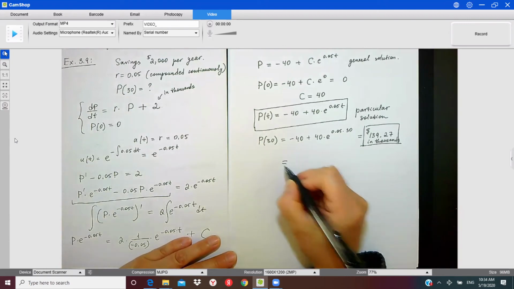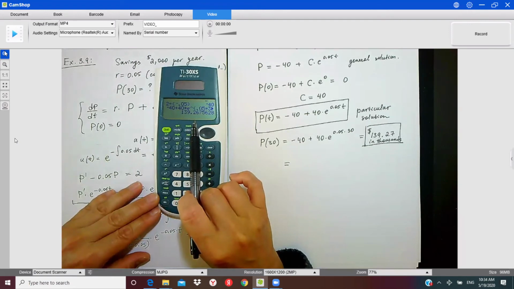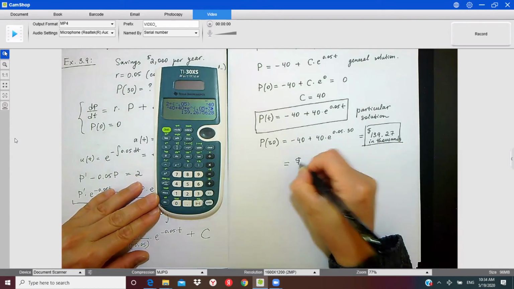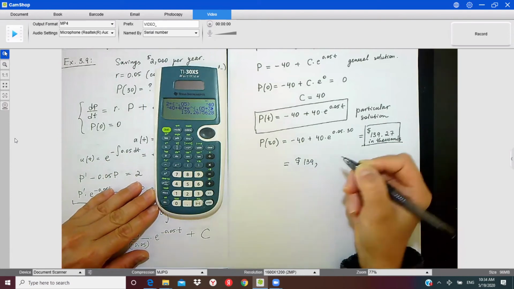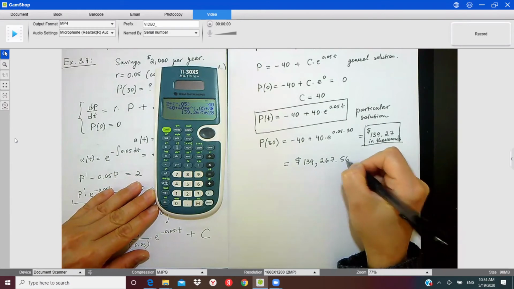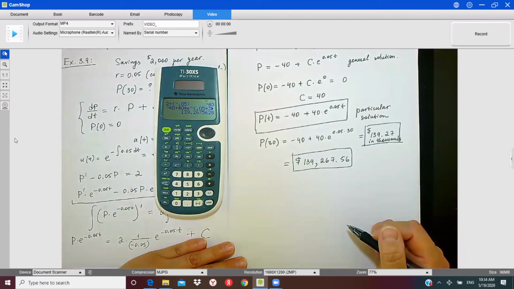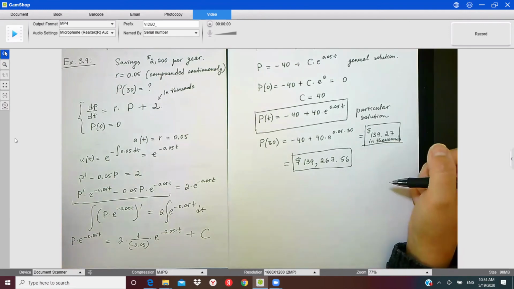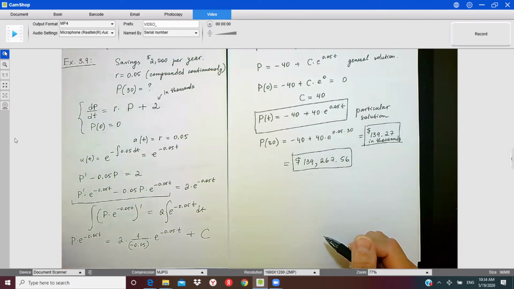So the actual amount is, let me see, $139,267.56. So this is the actual value, right? The balance after 30 years. Otherwise, it doesn't look like much. $139 doesn't make sense. So any questions here? Any questions?